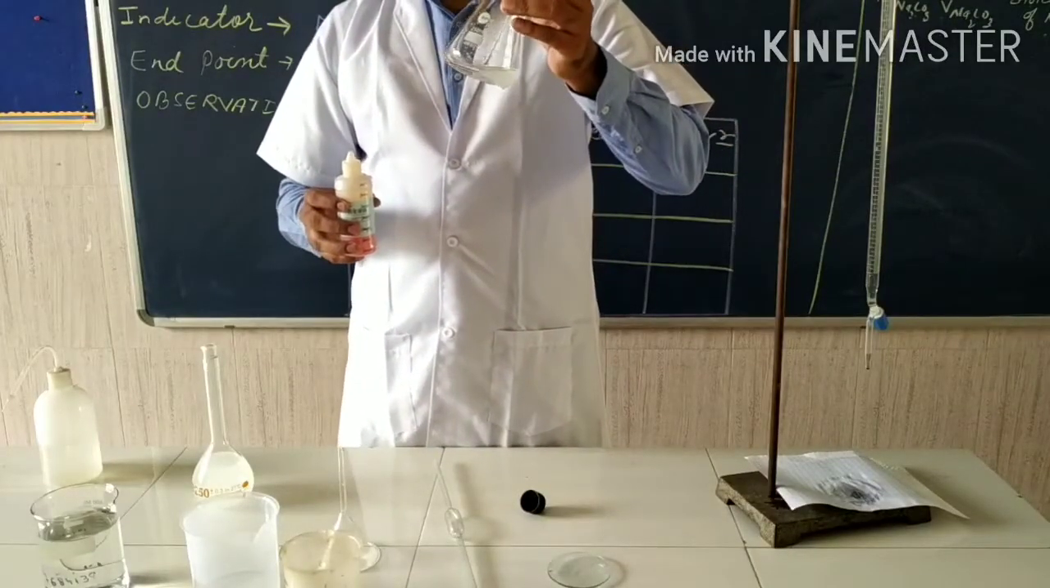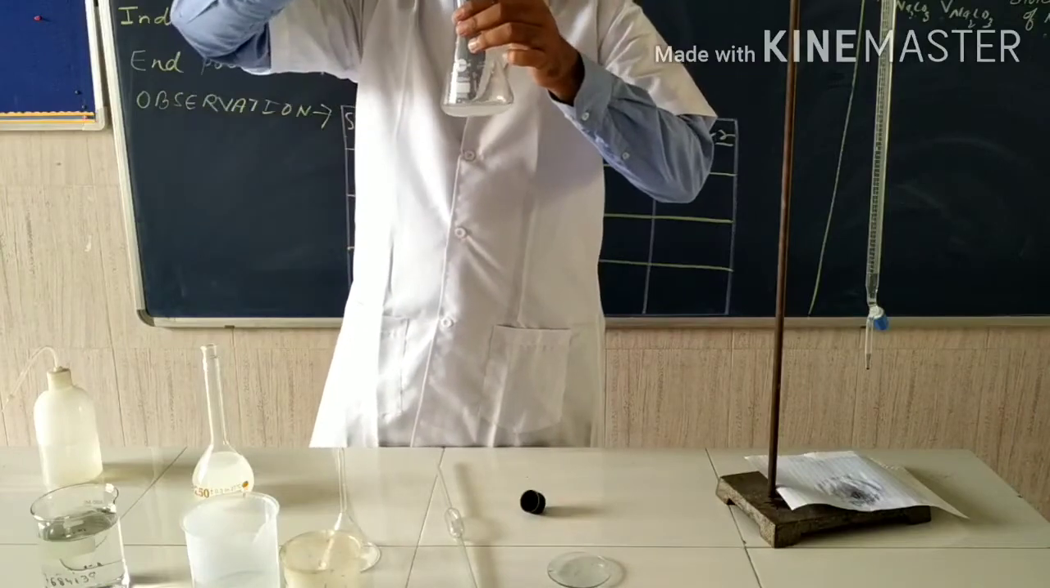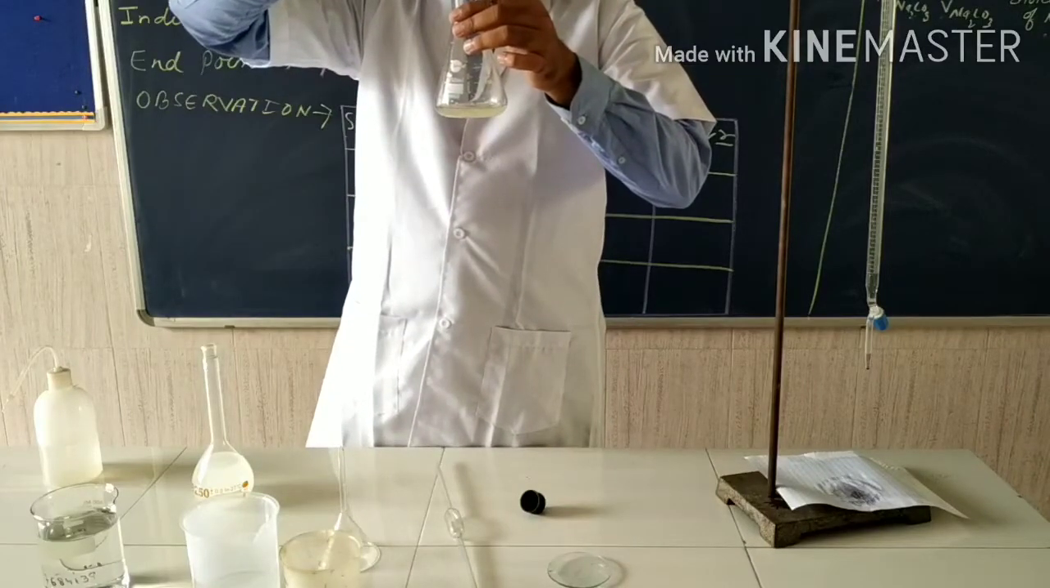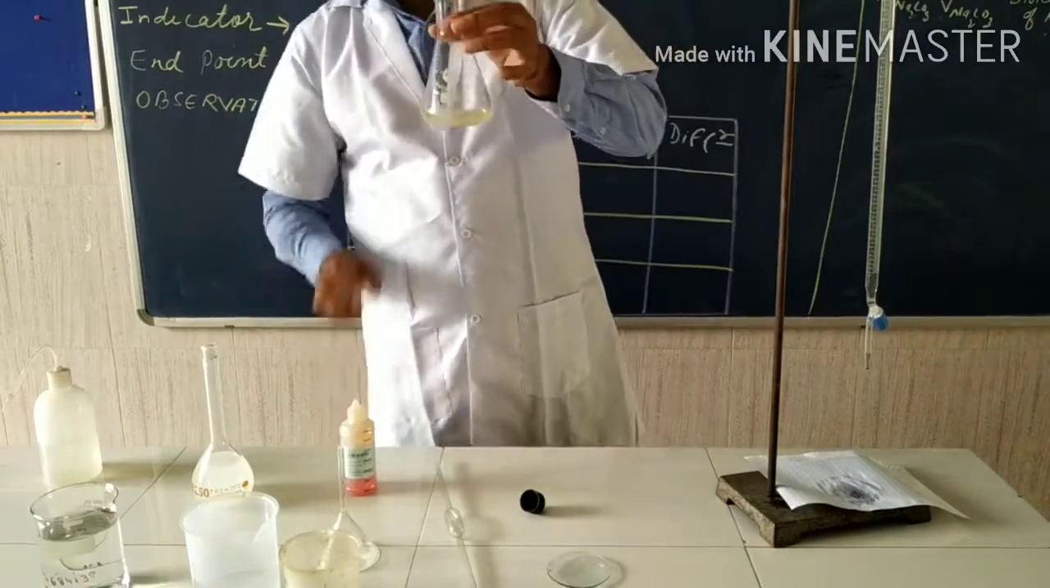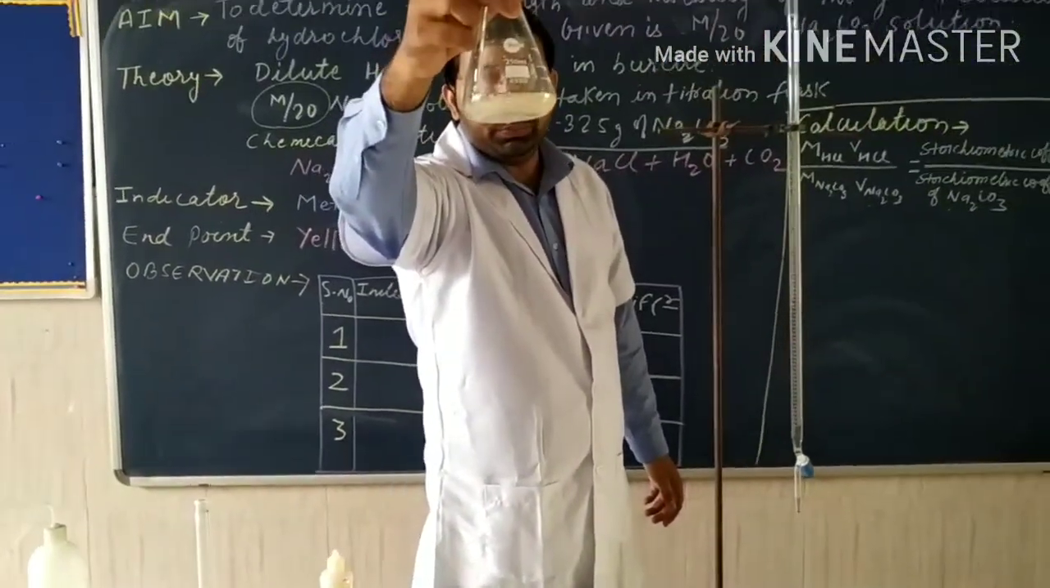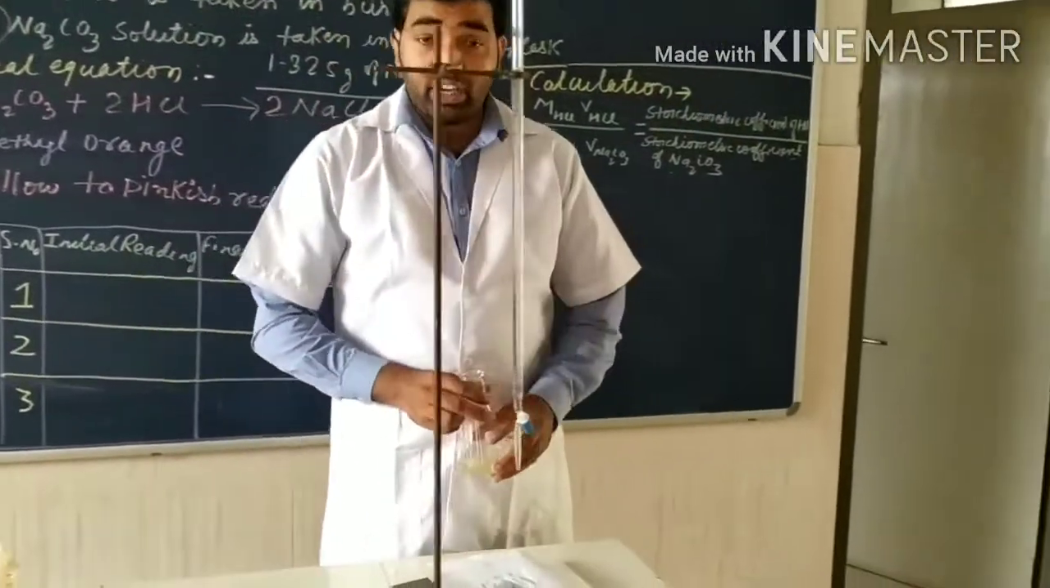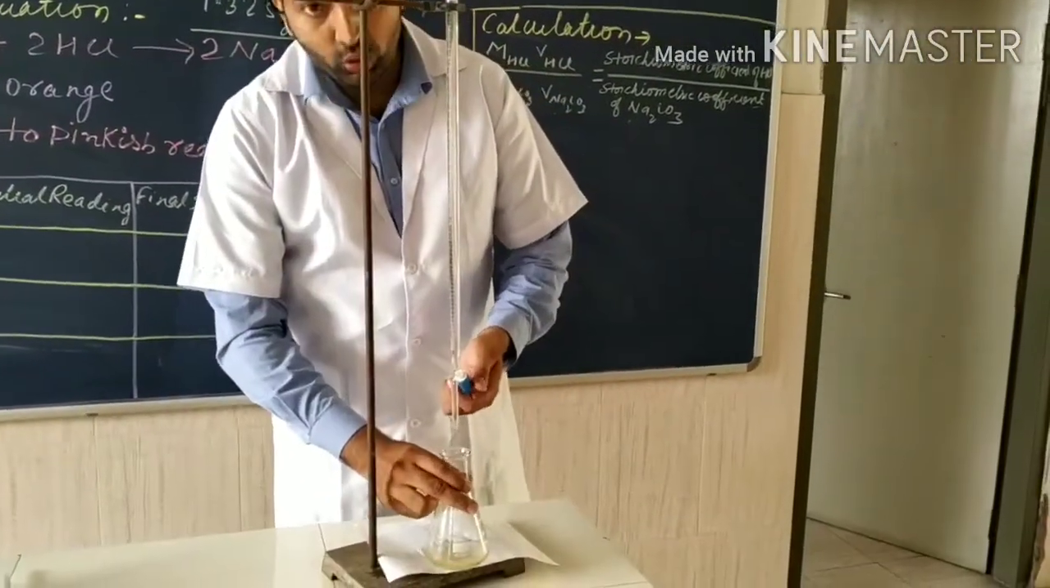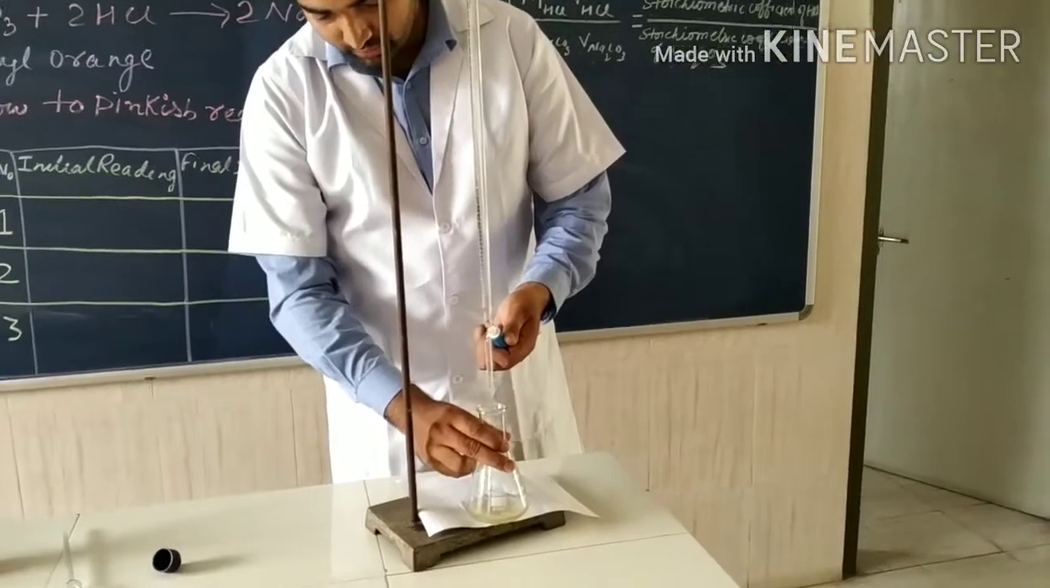This is 20 ml sodium carbonate solution and this is methyl orange. 2 drops of methyl orange. See, the color is light yellow. Then again titrate against hydrochloric acid.